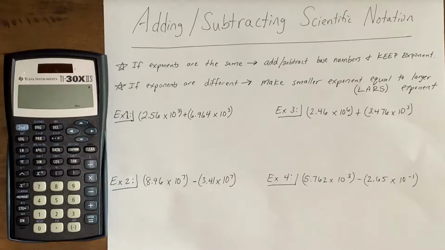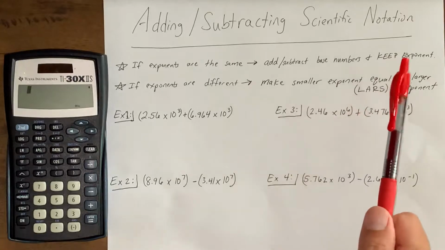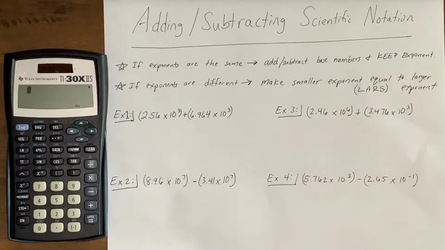If the exponents are different, however, you can either make the smaller exponent equal to the larger exponent or vice versa. I have found it's much easier, and it eliminates a step at the end, if we make the smaller exponent equal to the larger one. And we're going to use LARS again there. Remember, if I move my decimal left, I'm adding to my exponent. If I move my decimal right, I'm subtracting from my exponent.